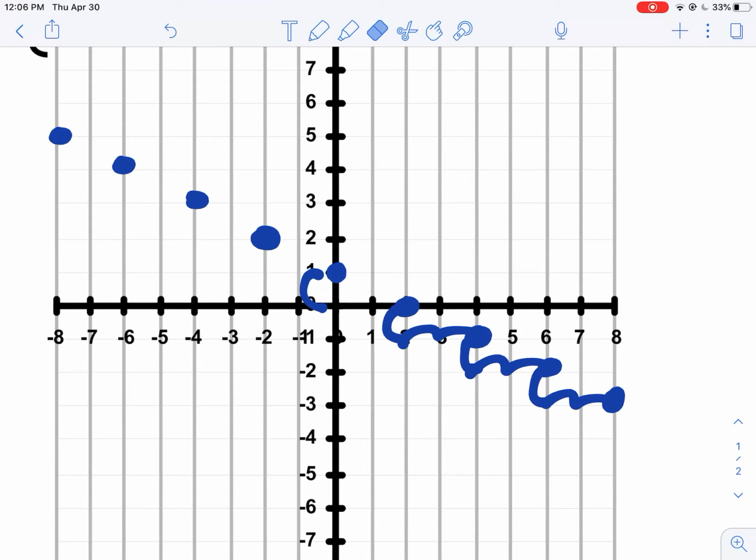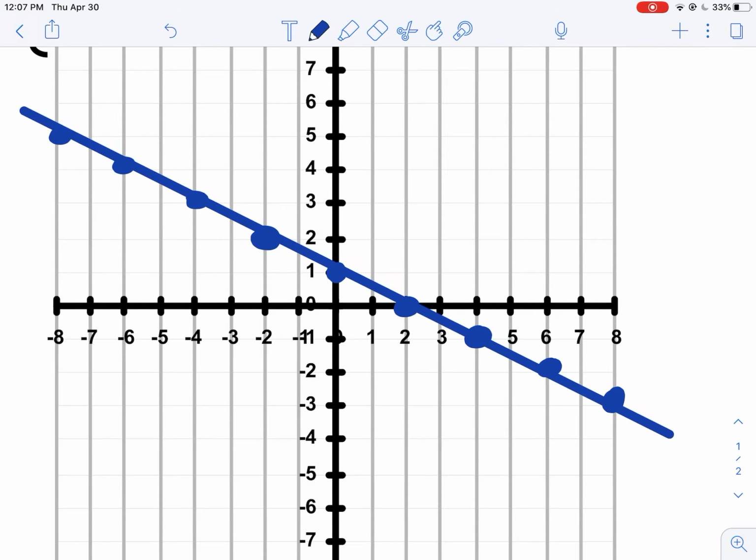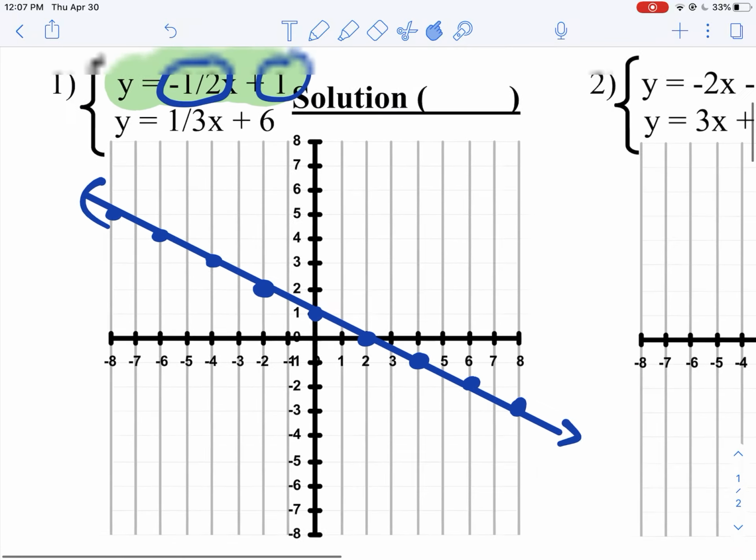I'm just going to get rid of these little loops here. Let me redraw that. Third time's the charm, right? There we go, excellent. What I like about looking at this line is that it's going down. That's what I want to see. If the slope is negative, it needs to be going down like that. If it isn't, then I did something wrong.